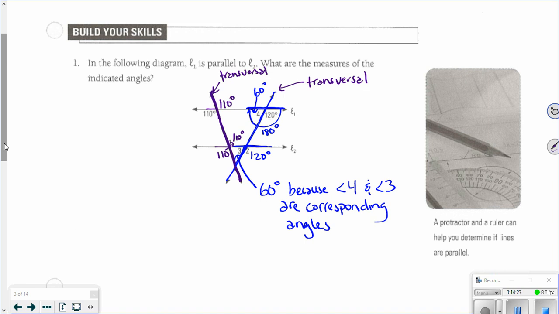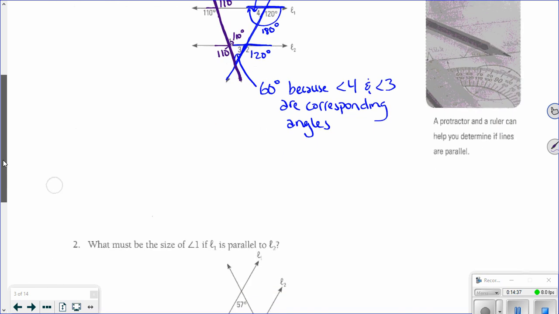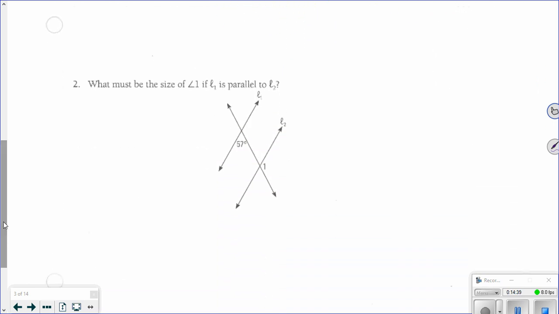Okay, so I know all of my angles now, and I know them based on the properties of parallel lines and transversals. Okay, this only works for parallel lines. So as soon as it says parallel in your question, these are my parallel lines, this is my transversal. So it says, what must be the size of angle 1 if L1 is parallel to L2?